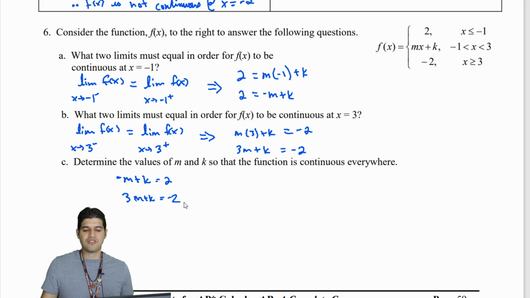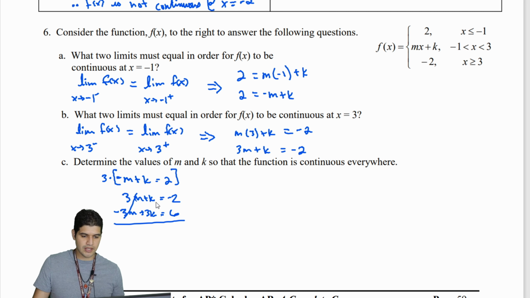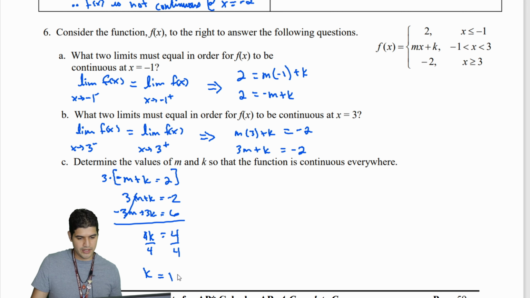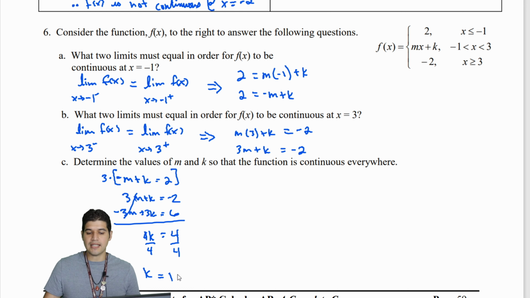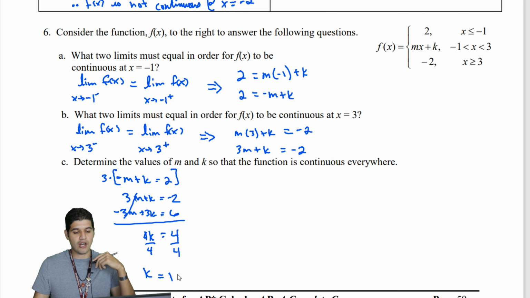So in order to solve for this system of equations, I'm going to multiply our first equation times 3. And so I'm going to get -3m plus 3k equal to 6. And then I'm going to just eliminate those two. k plus 3k is 4k, and -2 plus 6 is 4. So if I solve for k, I'm going to divide both sides by 4, and I'm going to get k is equal to 1. Now that I know what k is, I can substitute that back into either one of these two equations here and solve for m now.